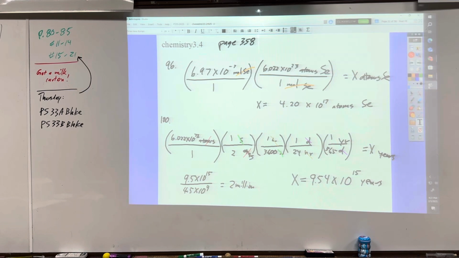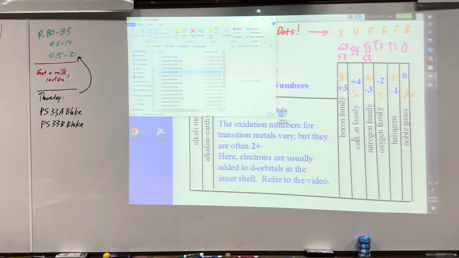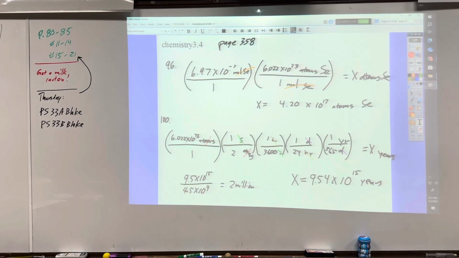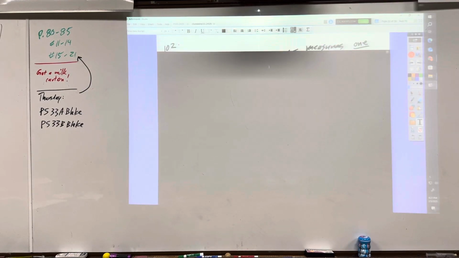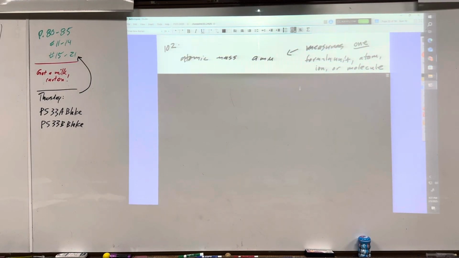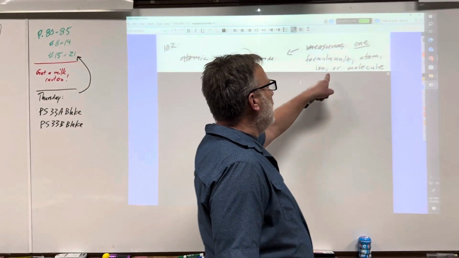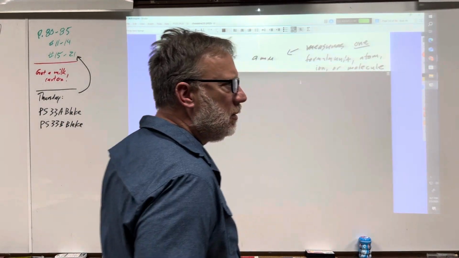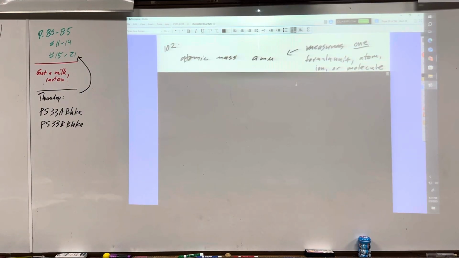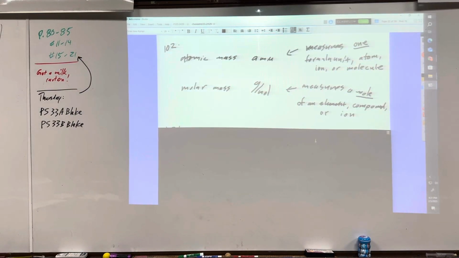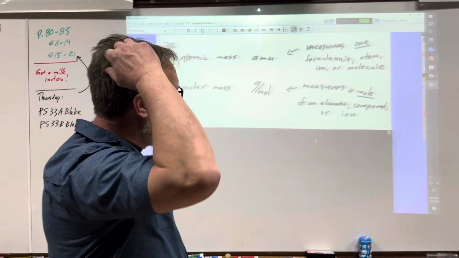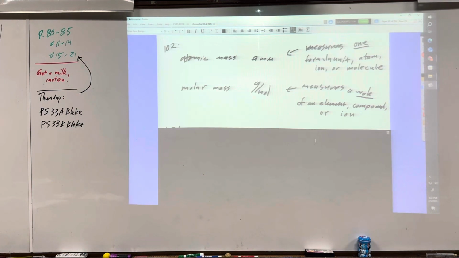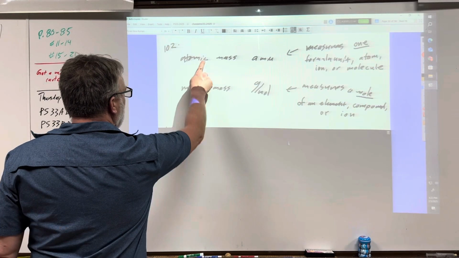In chemistry, it might be useful in, push the wrong button here. In physics, it may be useful, but in chemistry, it's not particularly useful. So atomic mass in AMUs measures one formula unit, or one atom, or one ion, or one molecule. Molar mass in grams per mole measures a mole of an element, or a mole of a compound, or a mole of an ion, or a mole of a molecule, or something like that. Of a compound, I guess I should say. And this one is the one that we will use. We aren't really going to use that one.